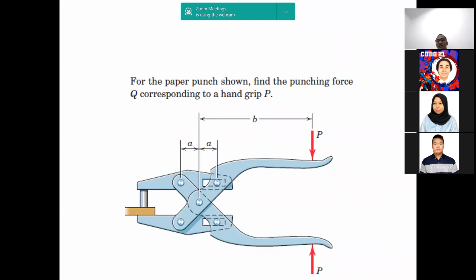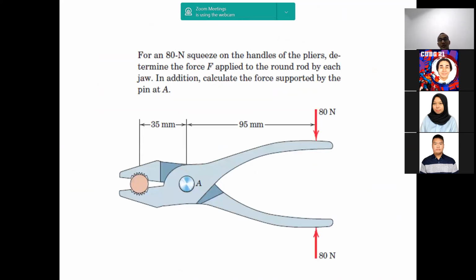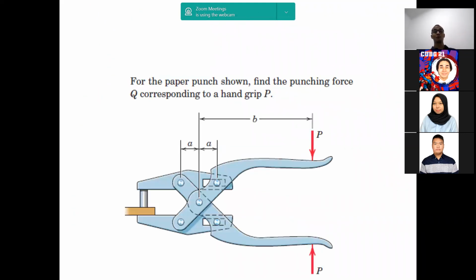This one is quite similar to this problem, but slightly more complicated. For this problem, actually just by using one side only we can finish it. But there are two free body diagrams that we need to solve. As you can see here, the mechanism is slightly more complicated.